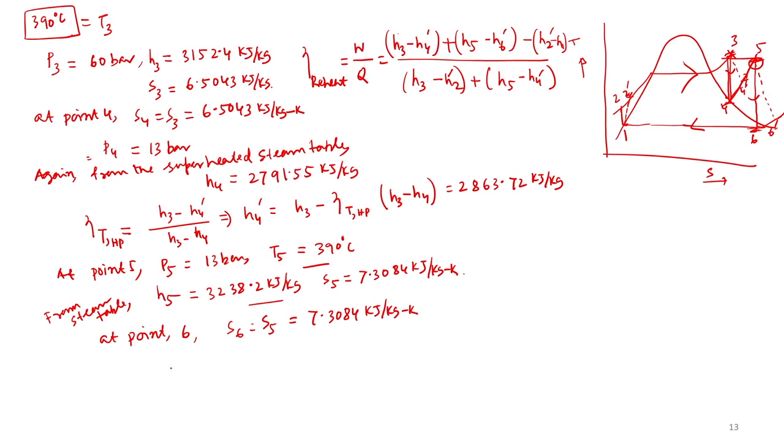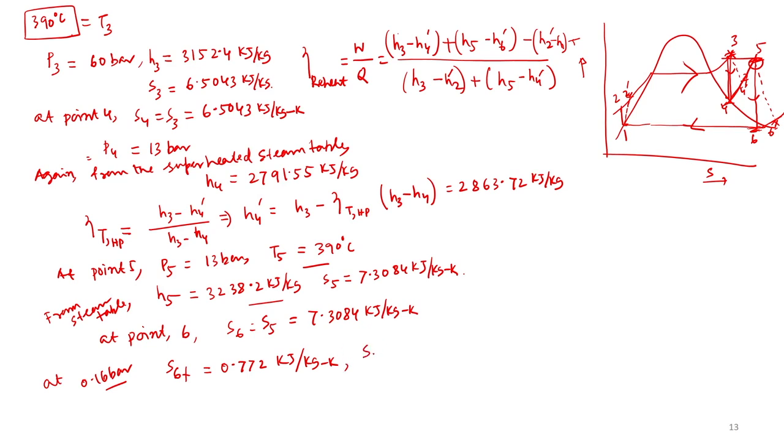So now at this condition, what we can write, S6F we can calculate at 0.16 bar. From the table we can find out it is 772 kilojoule per kg Kelvin.